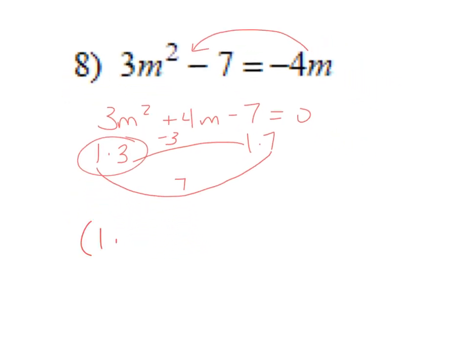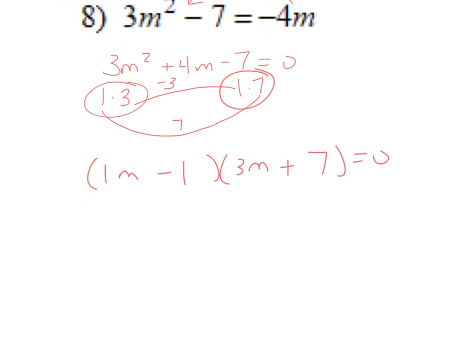So I've got 1m and 3m. On the back side, I have a 1 and a 7. So 1, 7. Now we just talked that we want the 1 times 7 to be positive. So I'm going to put the positive there. And then the 1 times 3, we want that to be negative. So I'm going to put the negative there.